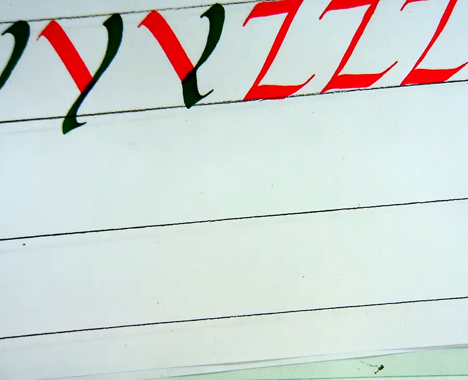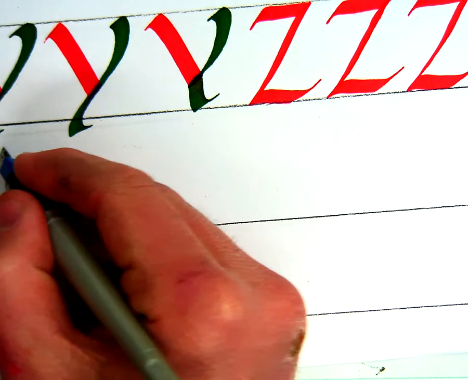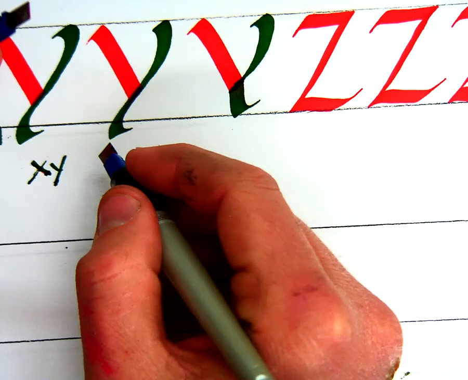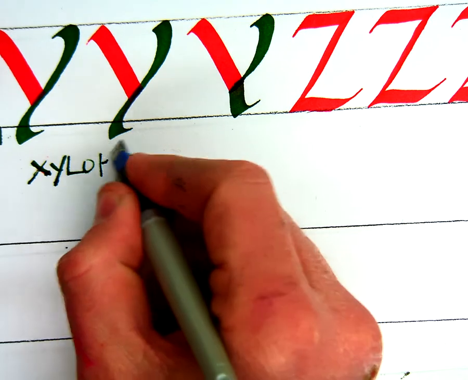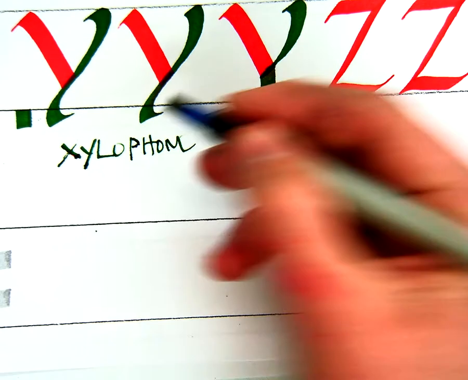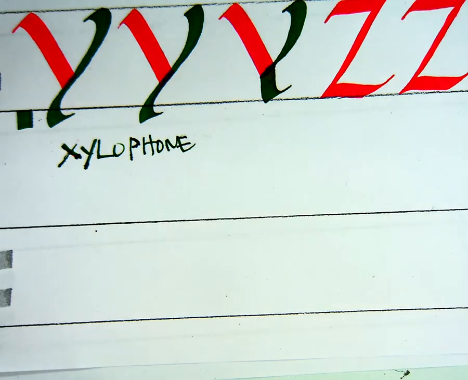I don't know how to spell xylophone. X. Oh my god. X Y. What is it? P H O N E. All right, xylophone. Phone. Yeah, phone. Okay.